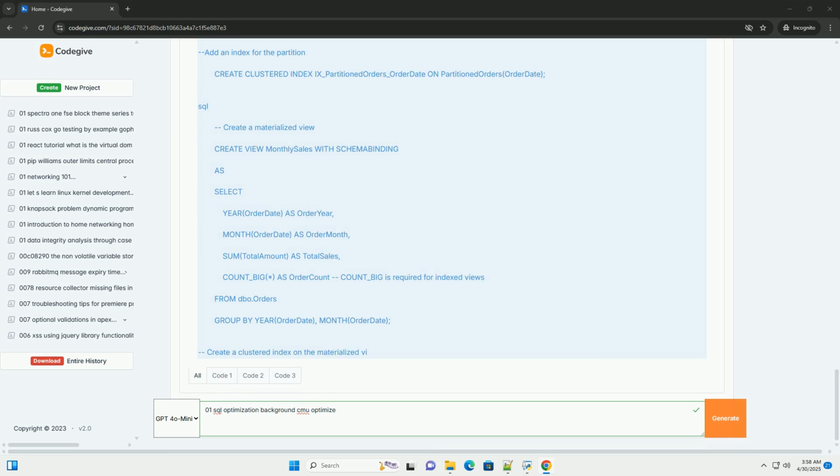This comprehensive guide provides a solid foundation for understanding and implementing SQL optimization techniques. Remember that optimization is an iterative process, and the best approach will depend on your specific database system, data characteristics, and workload. Good luck.